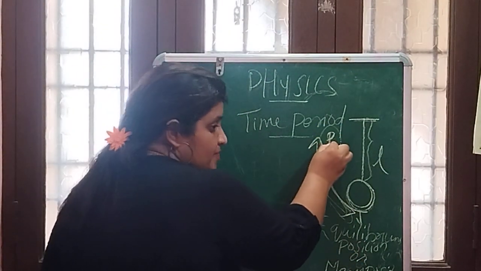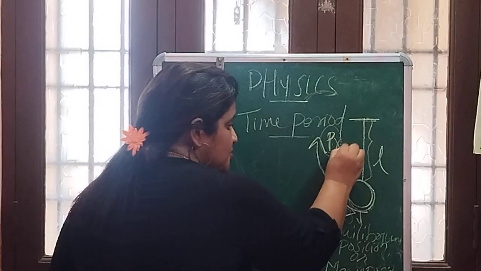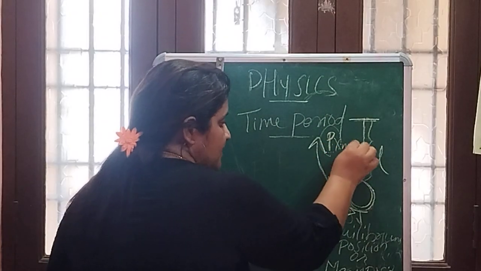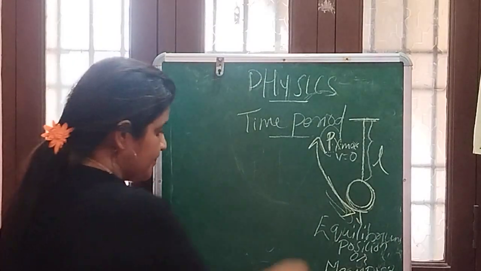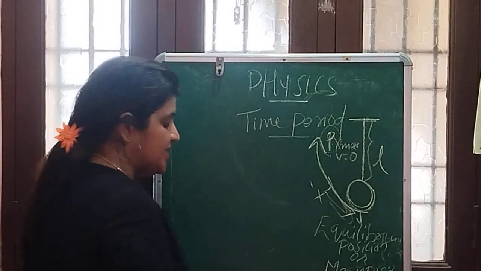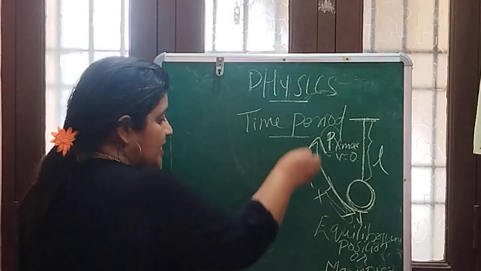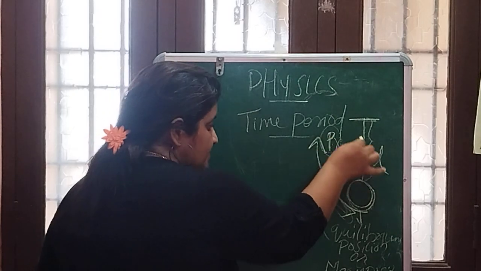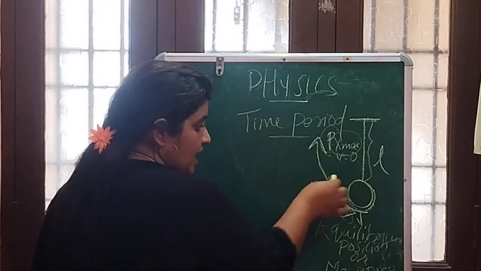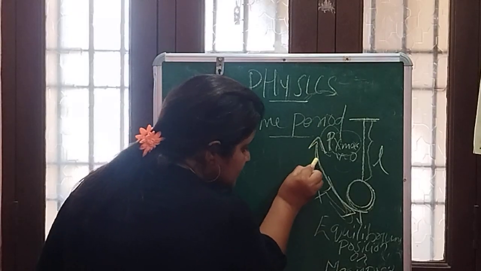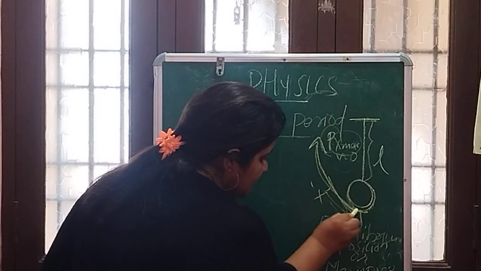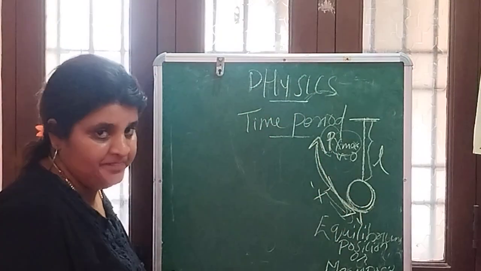Because at this extreme position P, the displacement of the bob will be maximum and the final velocity of the bob will become 0 with a displacement x. So at this extreme position P, the displacement of the bob will be maximum and the final velocity of the bob will become 0, and the bob will reduce that much of displacement and will come back to the equilibrium position.